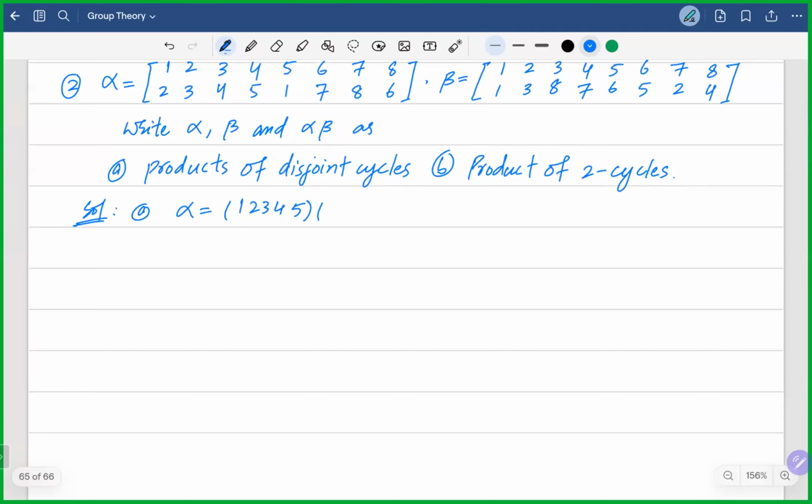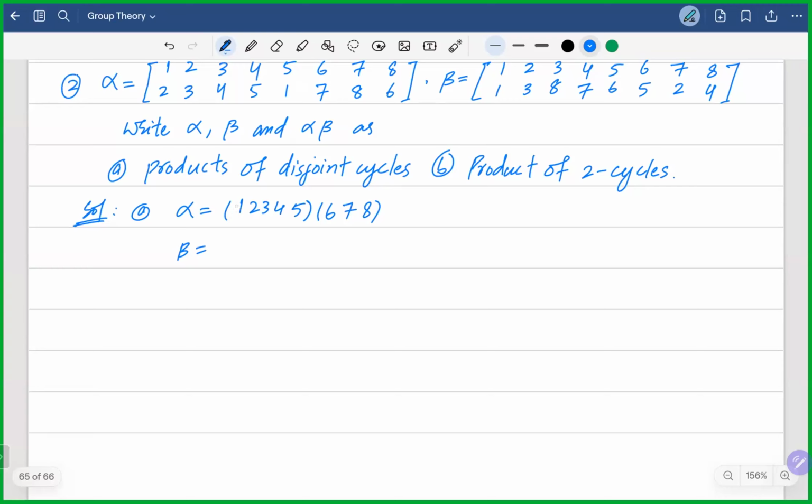Perfect. Then I can write 6, which is going to 7. Then 7 is going to 8, and 8 is going to 6. So that's a complete cycle. Close it. Then we can write beta, which has 1 fixed.